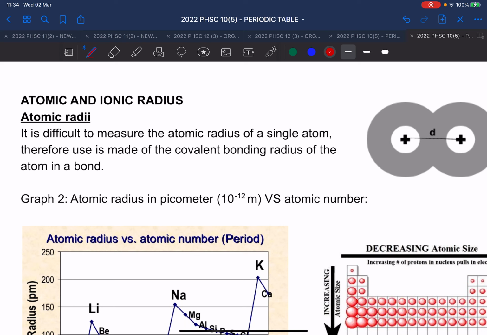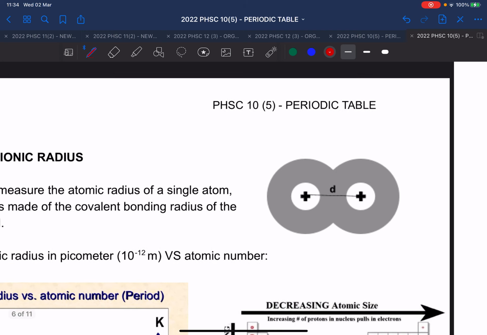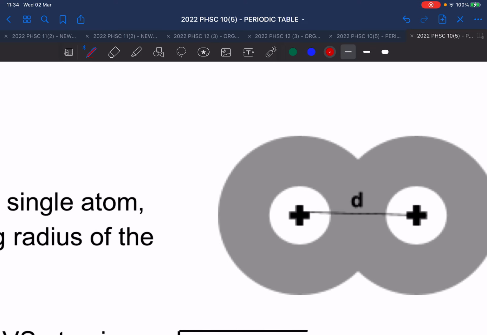It says that it is difficult to measure the atomic radius of a single atom. Therefore, use is made of covalent bonding, the radius of an atom in a bond. Now, covalent bonding, you don't know the word covalent just yet. We will discuss it in the next chapter. But what that basically means is the following.